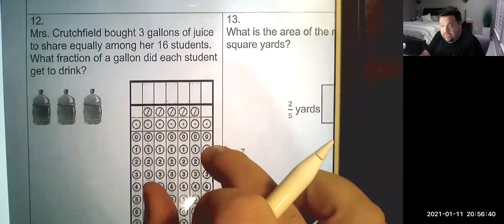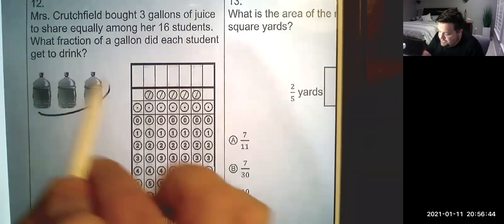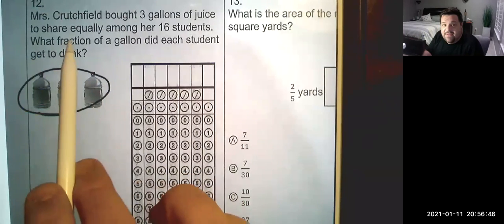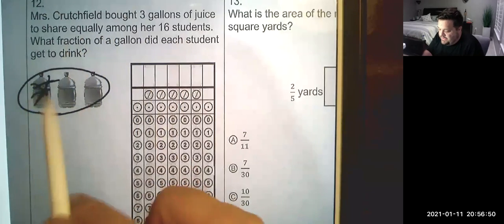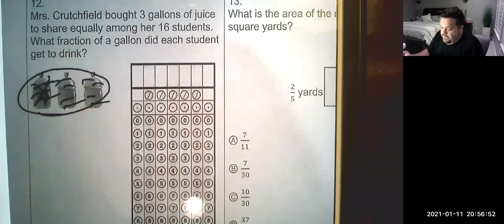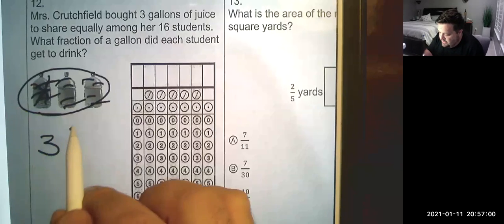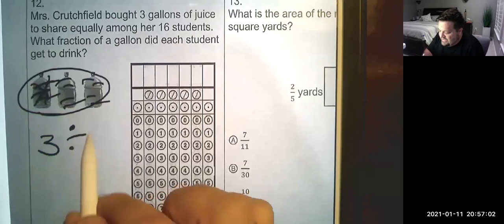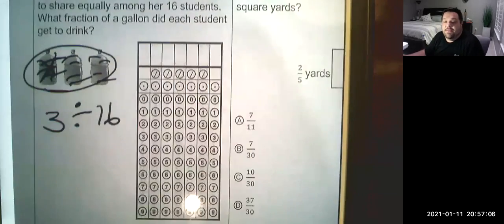Number 3 seems really, really difficult, but it's not. There's 3 gallons of juice. Here they are. She wants to divide it equally among her 16 students. So that means you're going to start chopping this thing up, right? Well, if we're chopping it up, you're dividing it, right? So you would be dividing 3 by 16. And you guys have to just start. This was on our monthly too.